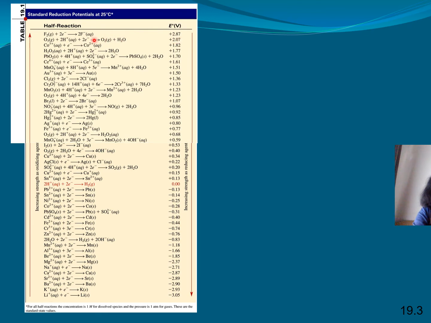They undergo reduction, so they are strong oxidizing agents. So this table is written on the basis of increasing standard oxidation potential but decreasing standard reduction potential. Here the highest reduction potential is of fluorine and the lowest is of lithium.